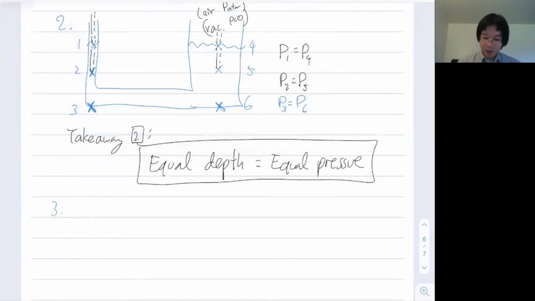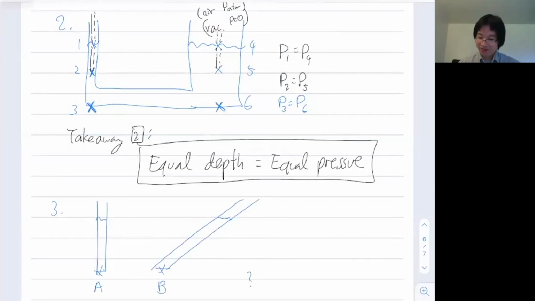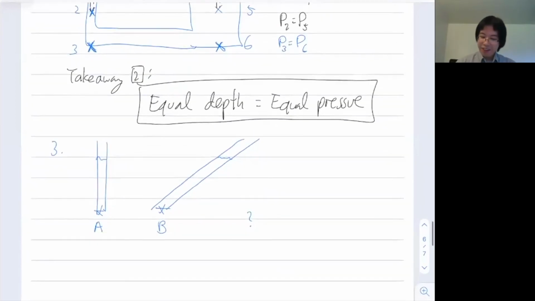So one more. What if I have a column like this, and then another column that is slanted like this? Which one has a greater pressure here? So if you follow my logic, the column of fluid directly above it, which one do you think? So if you follow the logic, it looks like A, right?